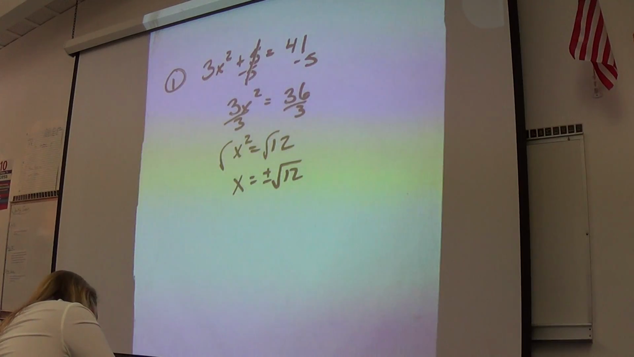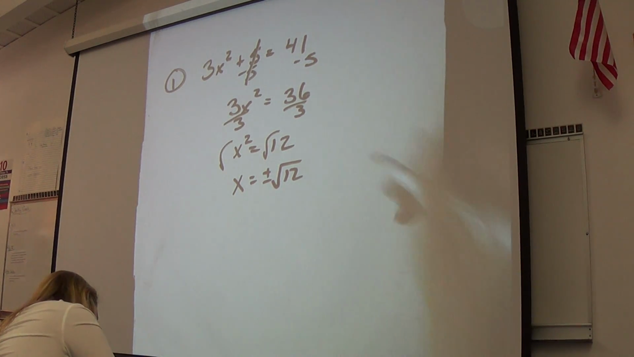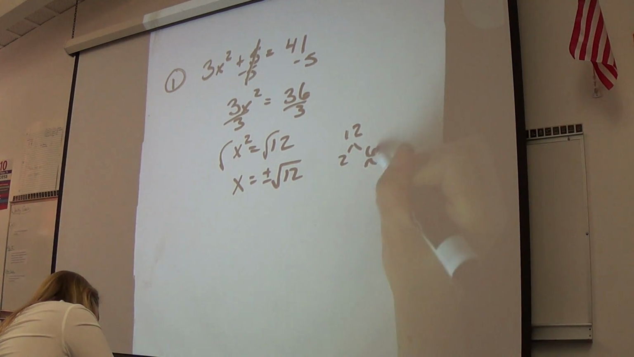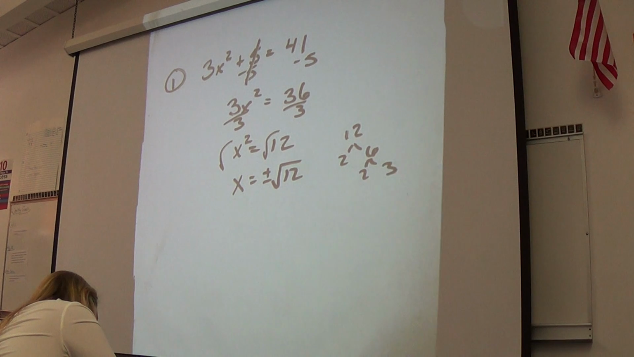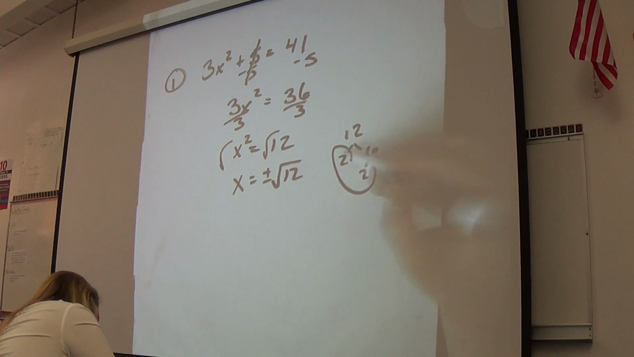All right, now, I can't stop here. What do I have to do from here? I have to do the factor tree. So I'm looking at 12. What multiplies to make 12? 6, 3. What was the point of doing the factor tree? Find a pair. Find a pair. What is my pair? 2. I got a pair of 2s.